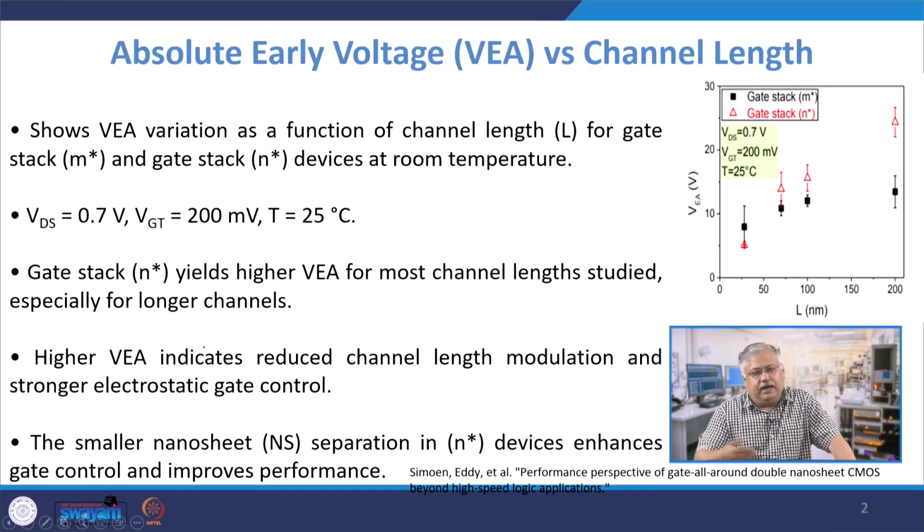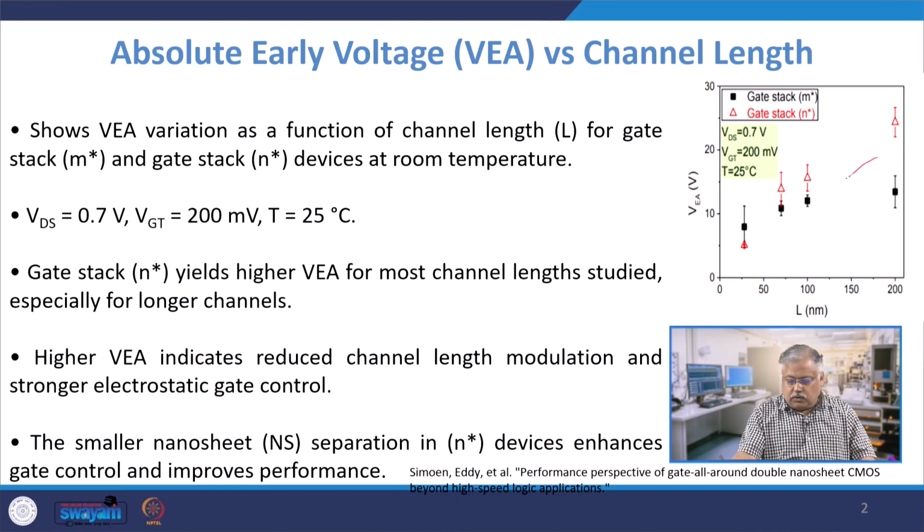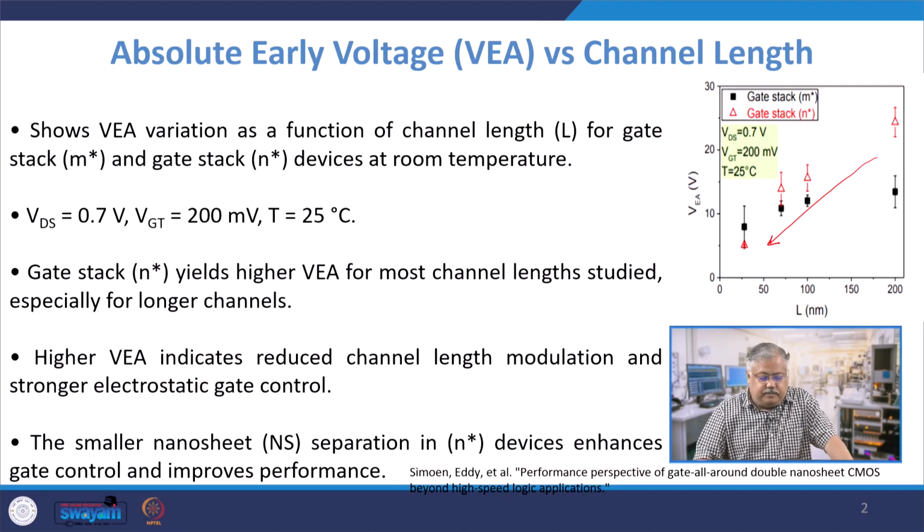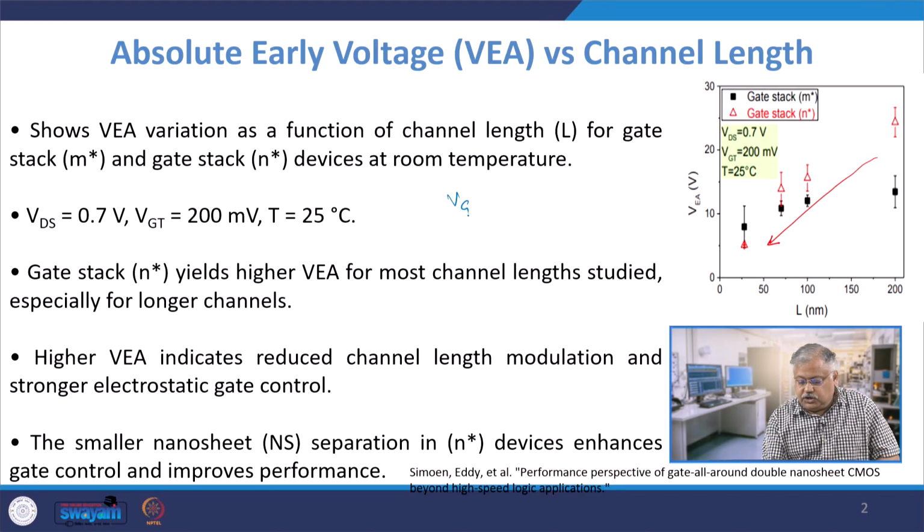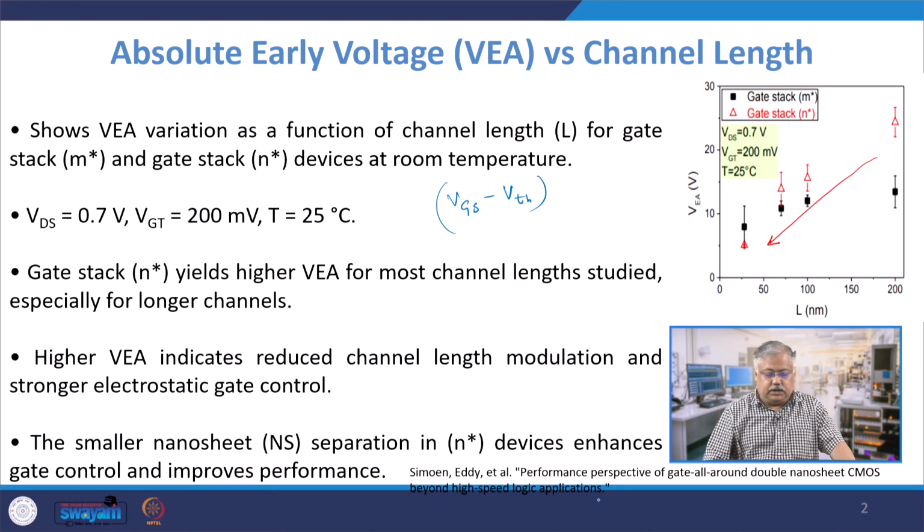We will start from where we had left in the previous discussion, and this shows the absolute early voltage variation with channel length. As is expected, as the channel length starts to reduce, the early voltage also tends to go down and down, drastically. Now, the authors have used a VDS of 0.7 volts. VGT is the overdrive voltage, which is VGS minus VTH, the gate to source voltage minus the threshold voltage, and the temperature is 25 degrees centigrade.